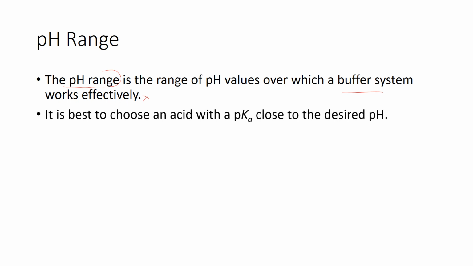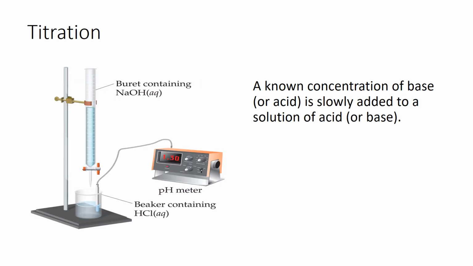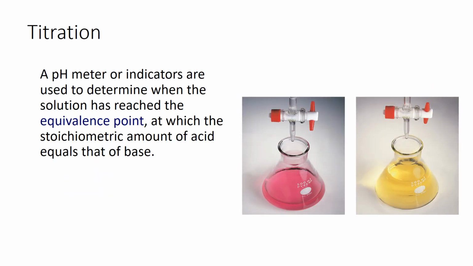It is best to choose an acid with a pKa close to the desired pH, so that it gives you the pH range. What happens during your titrations? A known concentration of base or acid is slowly added to a solution of acid or base. So that is what your burette does. Then you're adding the base to an acid here as you monitor the change in pH or even color.